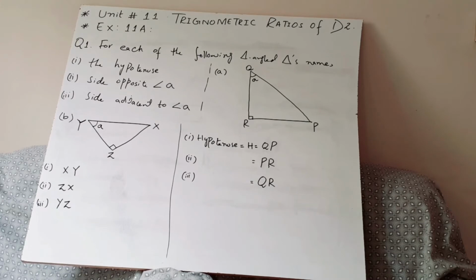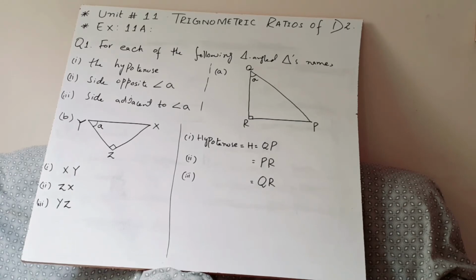Let's move on to the B part. In the B part, we are given this right angle triangle XYZ, in which the acute angle is at A. In the first part, the hypotenuse is very clear: the side which is opposite to the right angle. On Z we have a right angle, so XY is the hypotenuse side. The second is the side opposite to angle A, which is XZ. You can see the side which is opposite to acute angle A is XZ or ZX. Okay, in the third part, the side adjacent to angle A is YZ, you can see. So we have given the names of the sides which they asked.